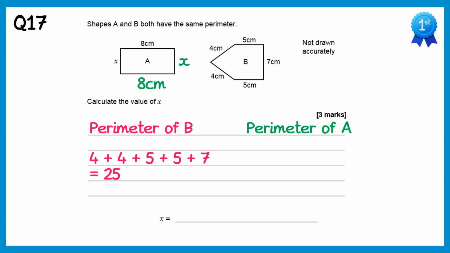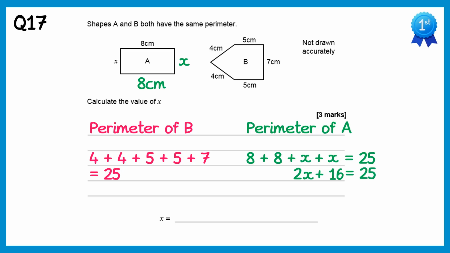So the perimeter of A is 8 add 8, add x add x. But we know that must add up to 25. So we've got an equation to solve. If we add the 8 and the 8 we get 16, and if we add the x and the x we get 2x. So the left hand side is 2x, add 16, which still equals 25.